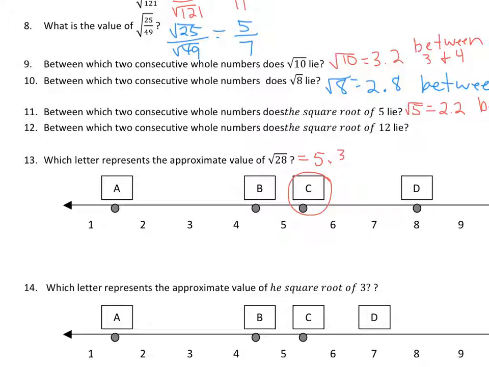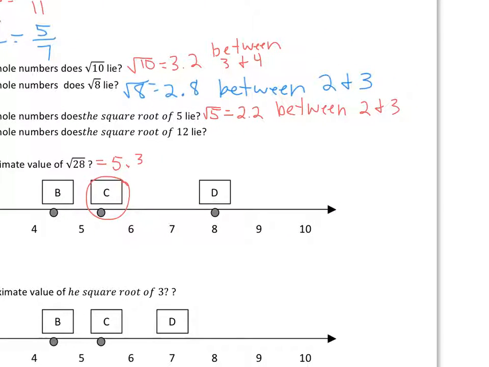For number 12, it says between which two consecutive, remember consecutive means in order or in a row, whole numbers does the square root of 12 lie? So once again, we have to take the square root of 12, which is an irrational number. It gives us approximately 3.4. And 3 4/10 roughly would go between 3 and 4.